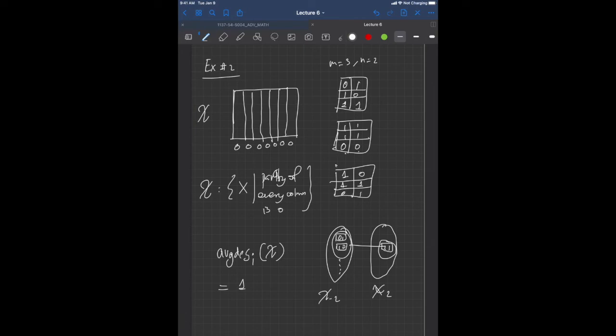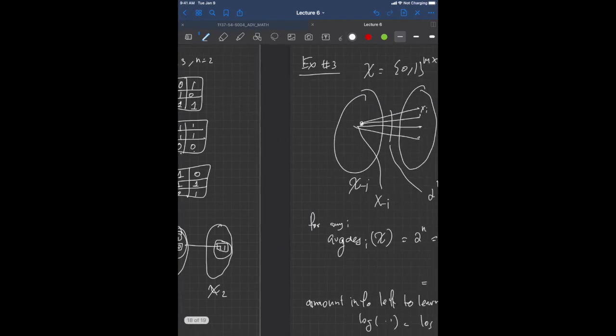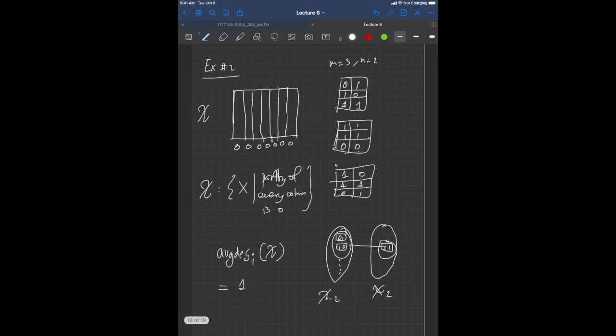So in this example 2, if you think about it, here there's only one. How much information has been revealed on this set? Intuitively, the amount of information revealed, can someone take a guess? We know that the parity of every column is 0. So the amount of information revealed is exactly n, right? There are n bits of information that we know. There are n columns, 1 to n. So this is n bits.